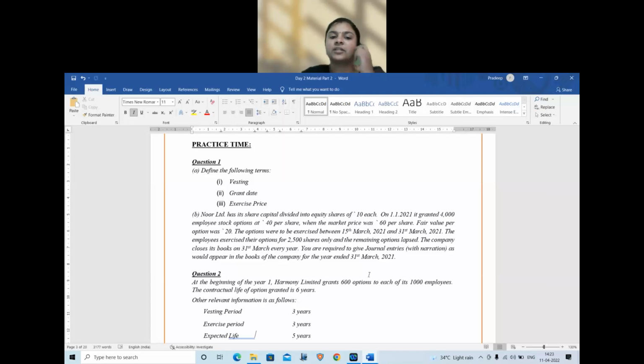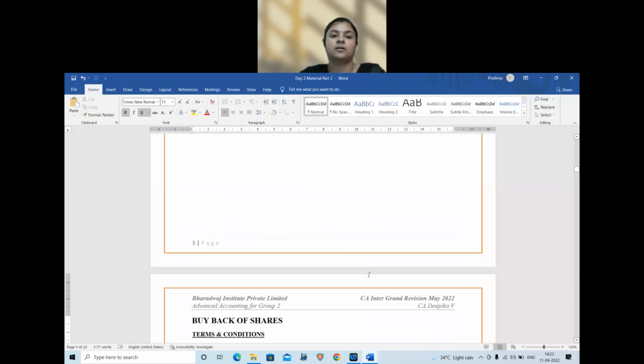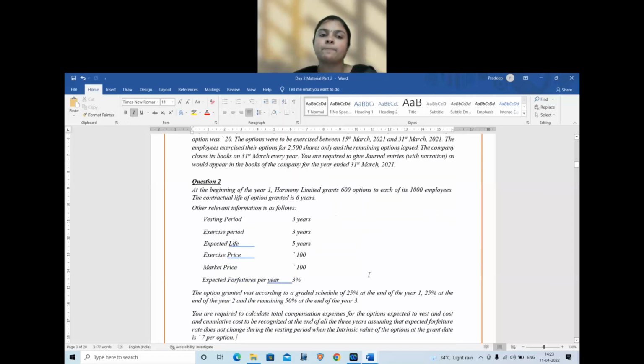Can we do one question next for calculation of the ESOP expenses across years? Okay. At the beginning of the year, question number 2. At the beginning of year 1, Harmony Limited grants 600 options to each of its 1,000 employees. The contractual life of option is 6 years. Vesting period 3 years. Exercise period 3 years.